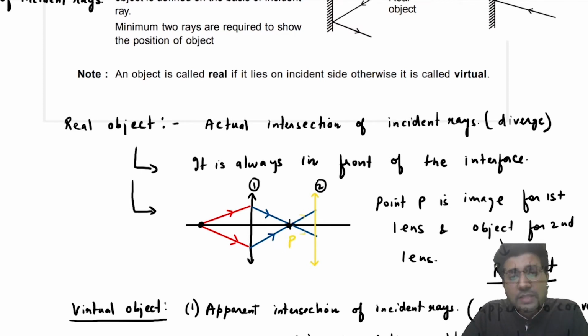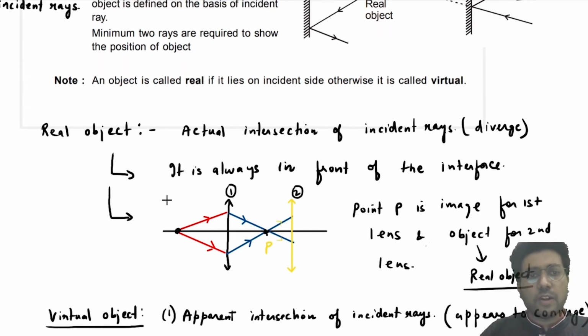You can also see that rays are diverging from this point. If rays are diverging from this point, that means what? That means again the object is real. Now, what is a virtual object?